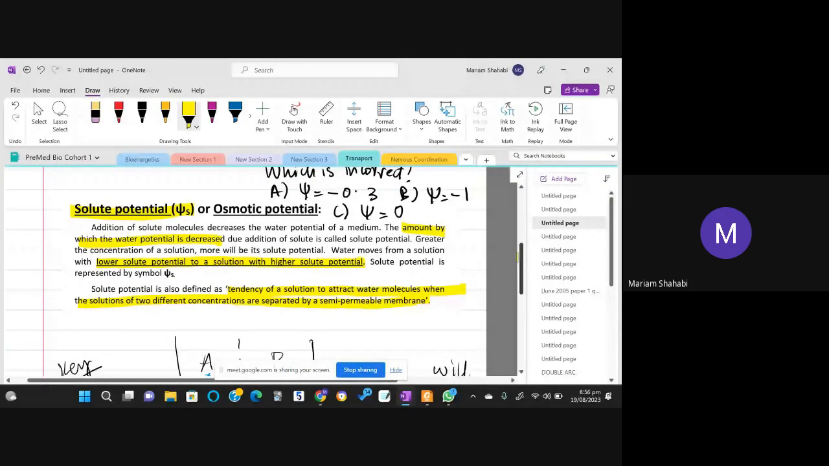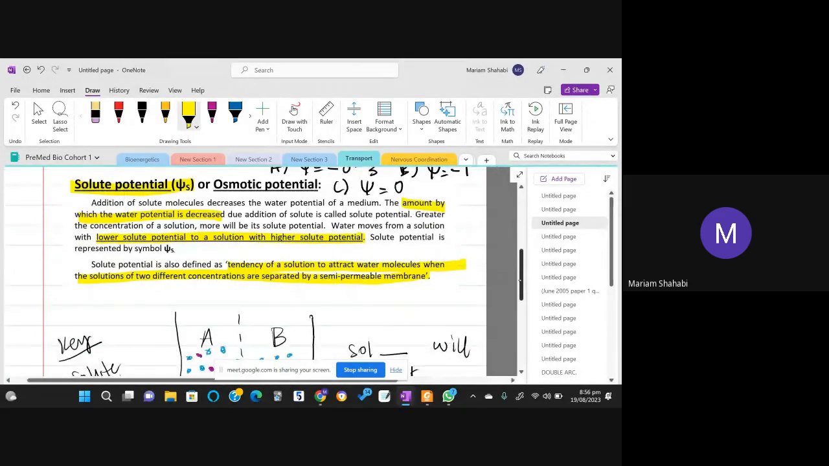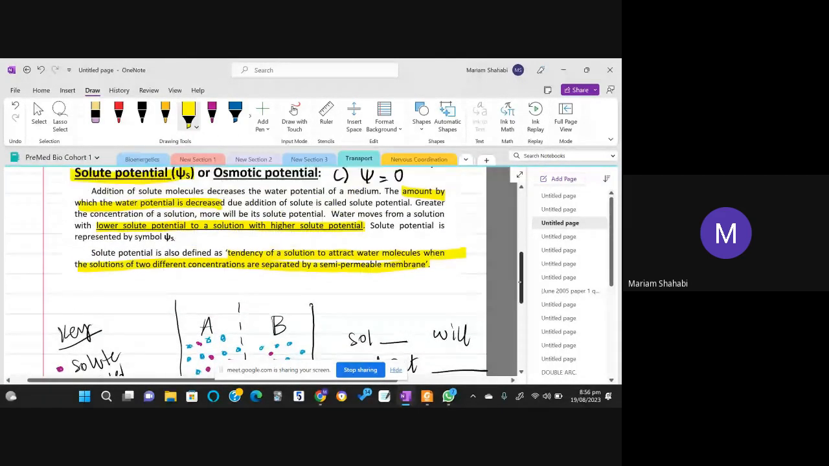Addition of solute molecules decreases the water potential of a medium. ठीक है? ये हमने establish कर लिया. The amount by which the water potential is decreased. This is simply the decrease in the water potential because of addition of solute. इसको बोलते हैं solute potential. This is the decrease in the water potential.